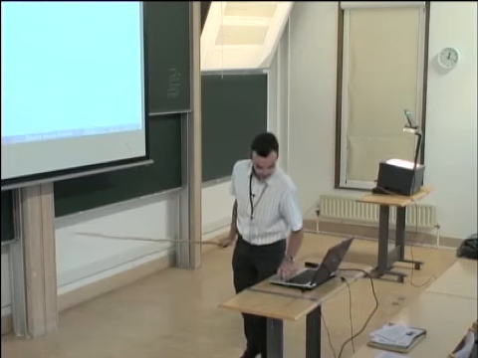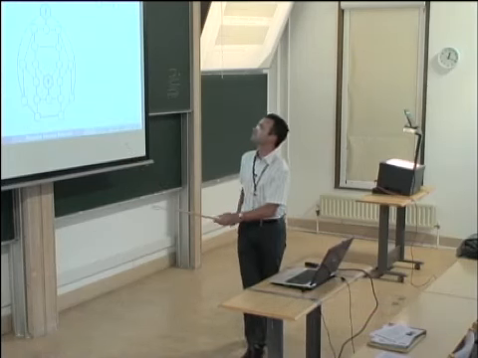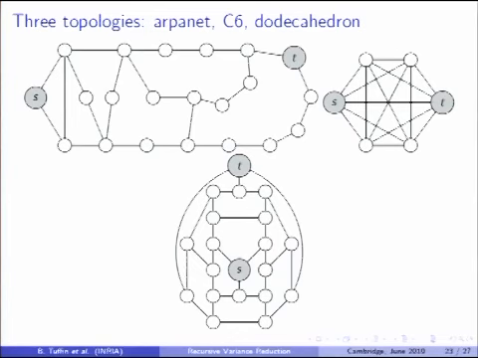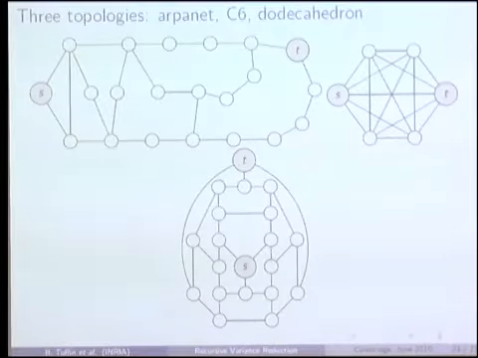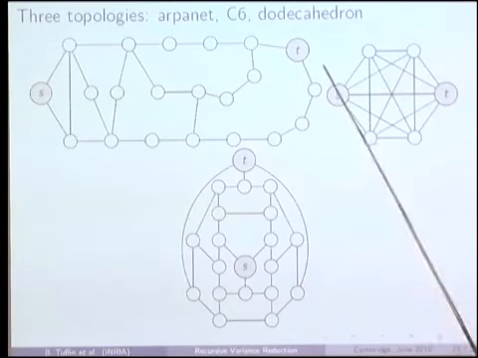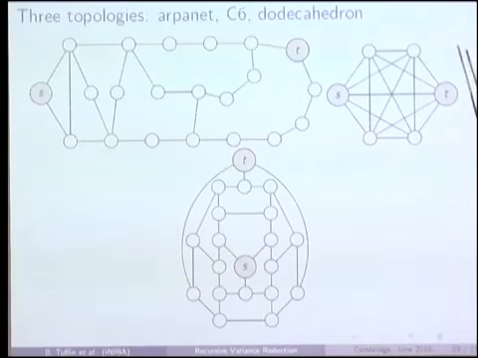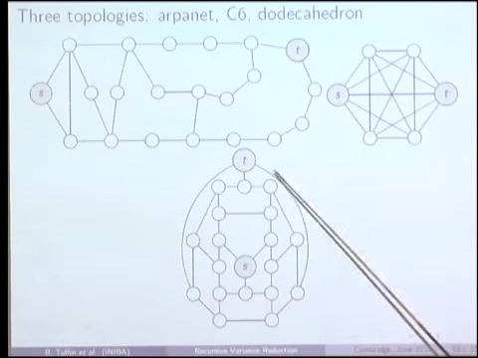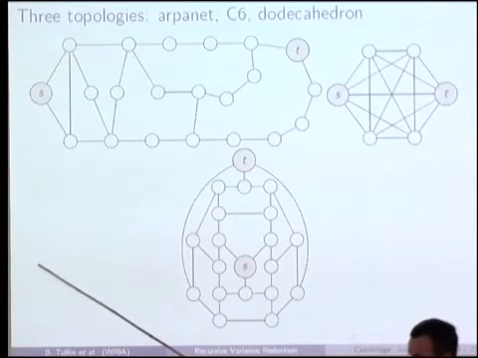So to illustrate how it works, we have used 3 different topologies, which are benchmark topologies. The first one is the ARPANET topology here. The second one is a complete graph with 6 nodes, and the third one, the dodecahedron topology.